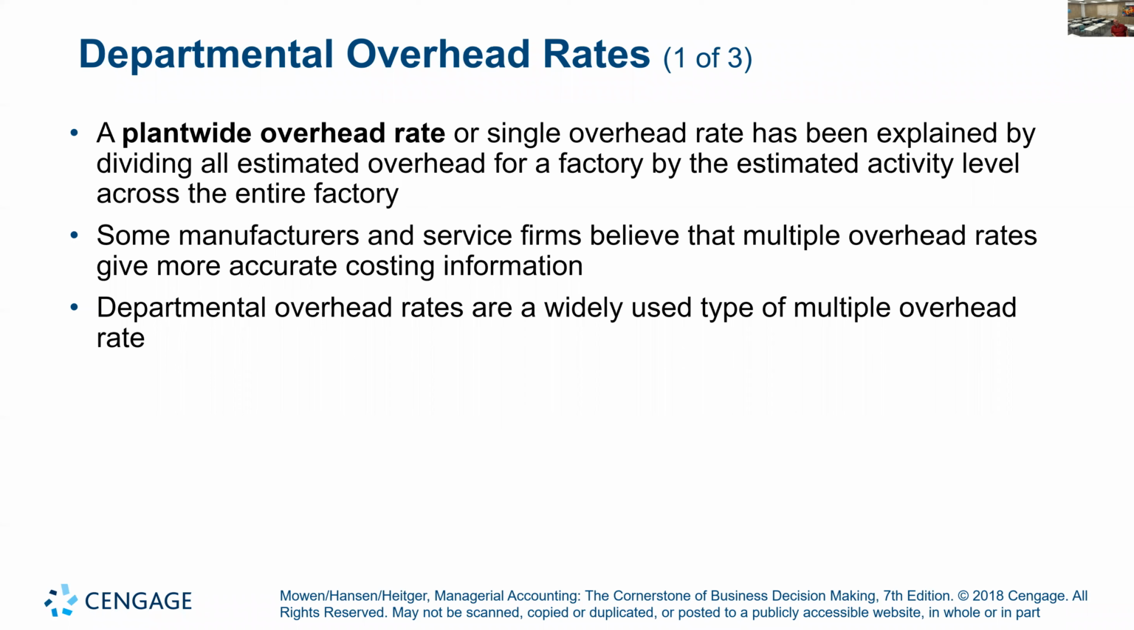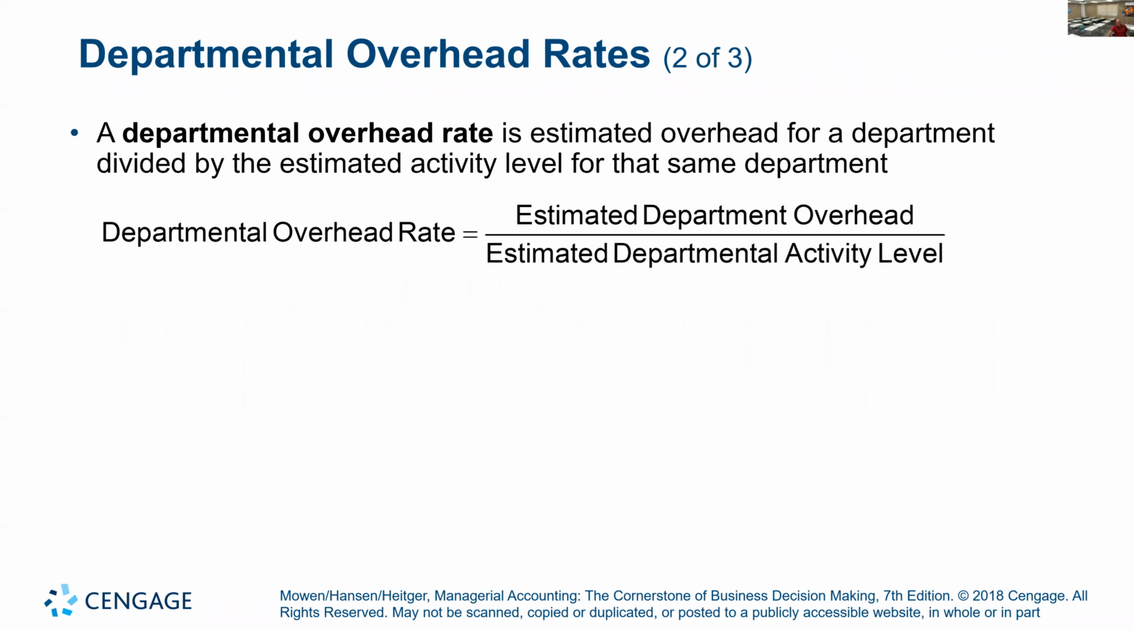Maybe we have a couple departments, the cutting department and the assembly department, and the cutting department uses a lot of machinery. So we could find one rate there based on machine hours, and maybe assembly takes a lot of labor hours. We can estimate our overhead for the assembly department based off of labor hours. So we can have multiple rates applying at different parts of the job.